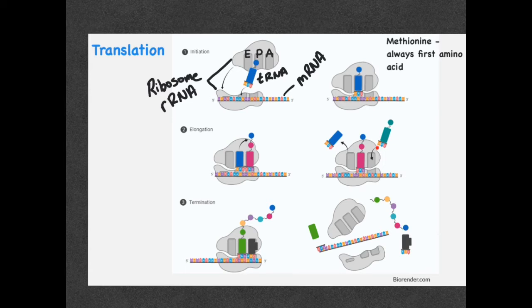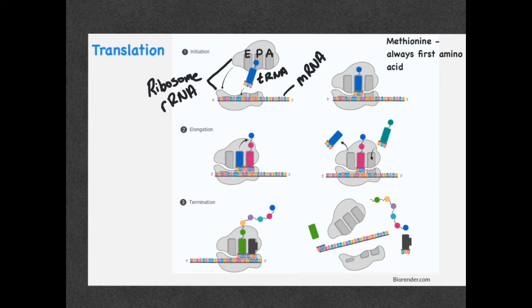So you can see it's coming in through the amino acid site. The chain is going to be made in the polypeptide site, and then the tRNA that has now lost its amino acid is going to exit through the exit site. So the chain is being built up in this polypeptide site. Again, as I had mentioned before, this is going in the 5' to 3' direction on the mRNA.